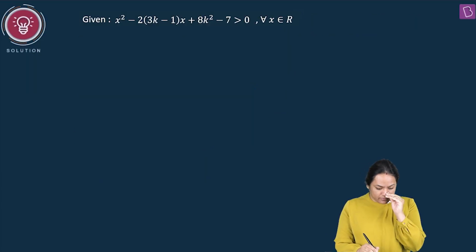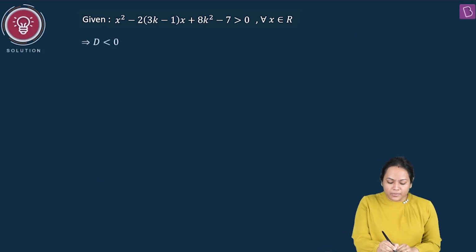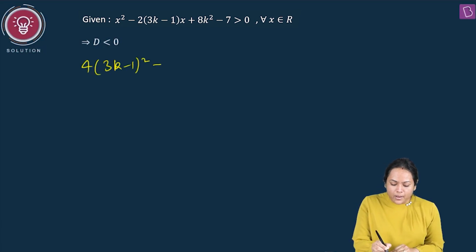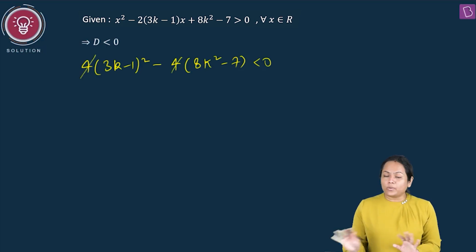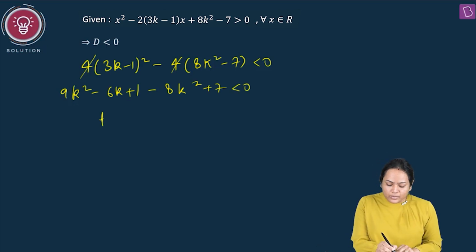We have already seen that we can apply the condition D less than 0. When I do that, it becomes b square, that is 4 times (3k minus 1) whole square, minus 4ac, that is 8k square minus 7, less than 0. This 4 is going to get cancelled out, and I'm just expanding. So it becomes 9k square minus 6k plus 1 minus 8k square plus 7 less than 0. Finally, it becomes k square minus 6k plus 8 less than 0.